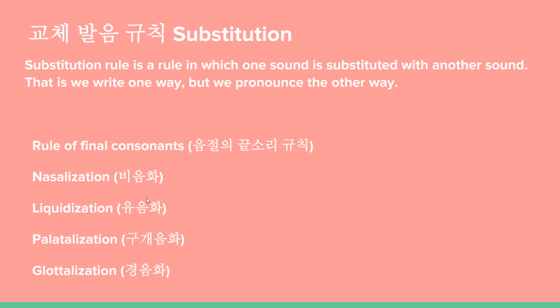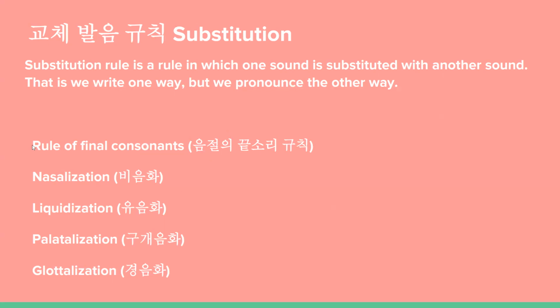So the first one is 교체 발음 규칙, substitution. A substitution rule is a rule in which one sound is substituted with another sound. So that's why we write one way, but we pronounce the other way. Basically, this rule tells that when some sounds appear in one environment, they are substituted with another sound.